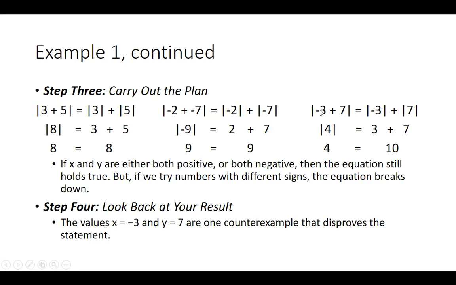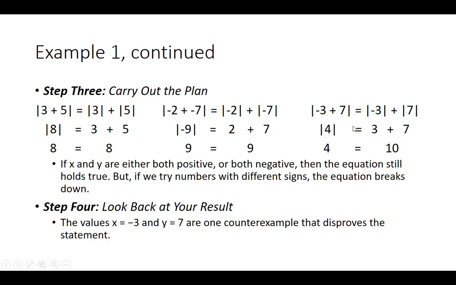But if we try numbers with different signs, say a -3 and a +7, the absolute value of -3 plus 7 would be the absolute value of 4, which would be 4. The absolute value of -3 is +3. The absolute value of +7 is +7. 3 plus 7 gives us 10. 4 does not equal 10. If we try numbers with different signs, the equation breaks down. So there is a counterexample.